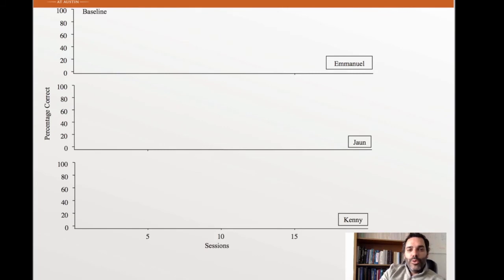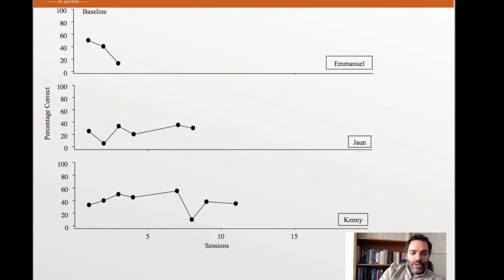Okay, let's look at one more example of actual data from a study we conducted. On this graph, we will see data that represent percentage correct on quizzes, so academic responding. And we're going to be looking at data within a multiple baseline design. So as you can see here, we first collected baseline data across 3 different participants.